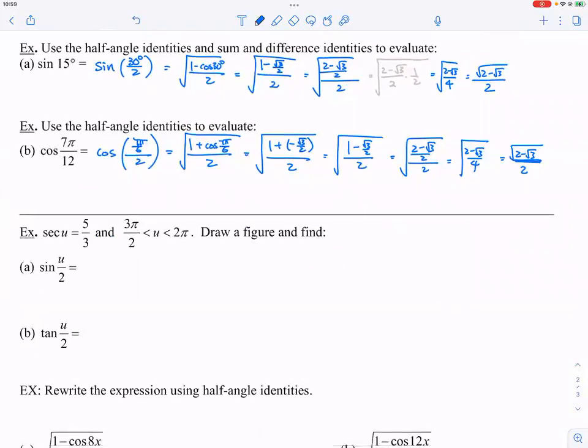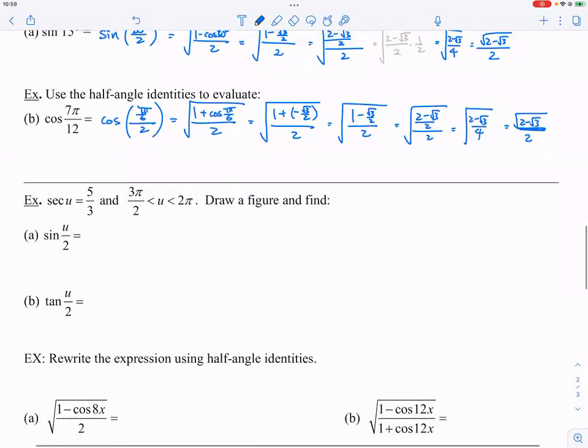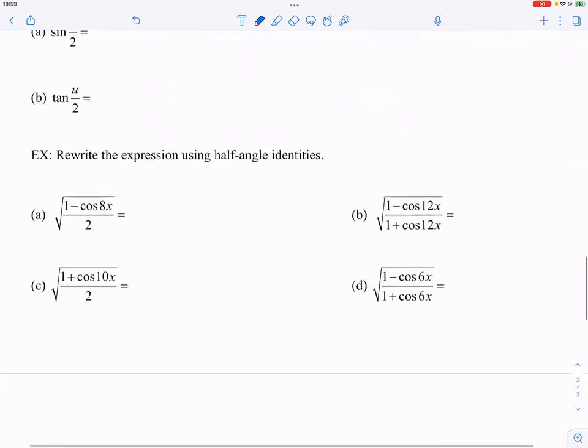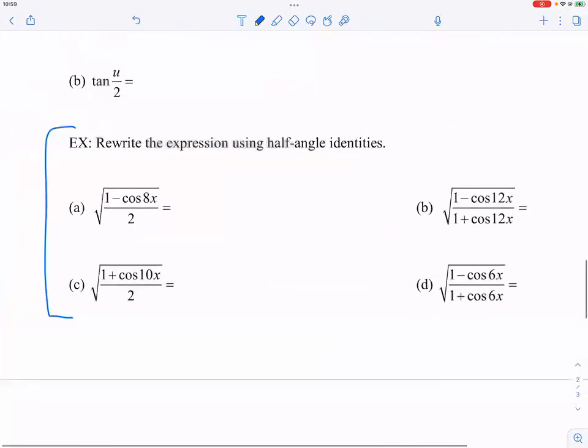All right, so now let's skip ahead. Let's try these guys right here, the bottom 4 questions. Can you match the looks with the identities up there and simplify the expressions?